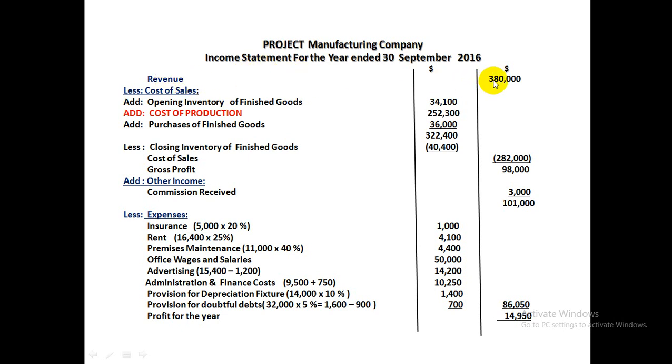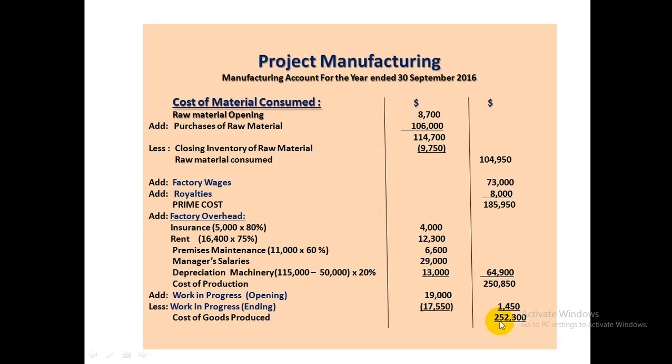Revenue will come in one corner. Then we'll work on the cost of sales portion. Cost of sales is calculated in this internal column. Cost of sales always starts with opening inventory of finished goods. The cost of goods produced will be added by us here. Where is it coming from? It's coming from the cost of goods manufactured statement.